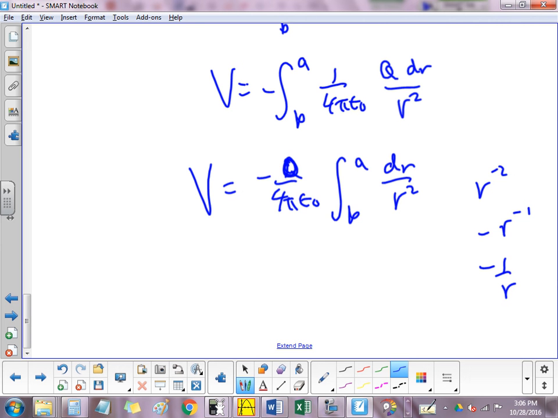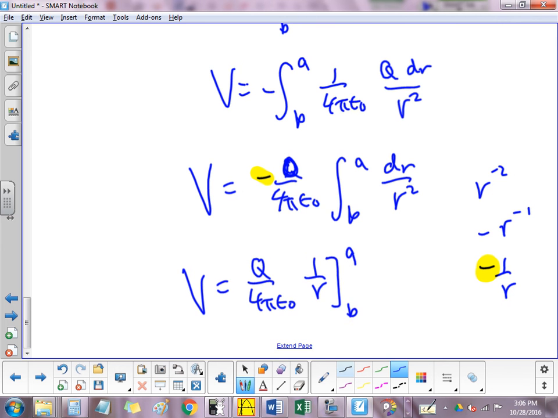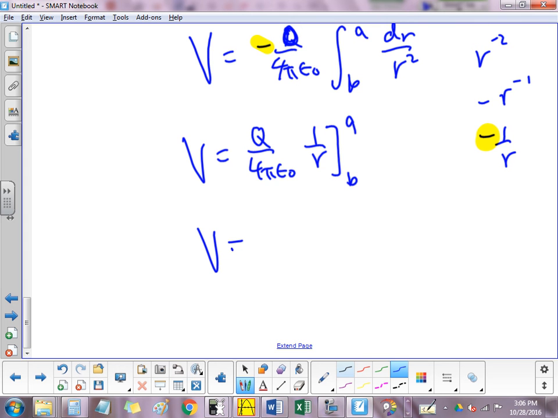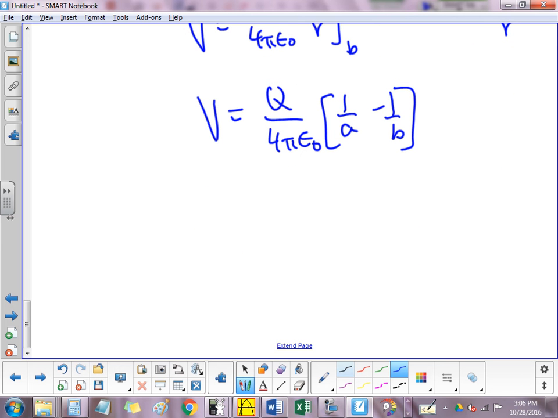Then this negative, don't you love the negatives in physics? This negative cancels with this negative, so now V is positive again. And it's Q over 4 pi epsilon naught, and we have basically 1 over r. We're evaluating from B to A, and we end up with V equals Q over 4 pi epsilon naught, and then we have 1 over A minus 1 over B, and combining the fractions, we have B minus A over AB.